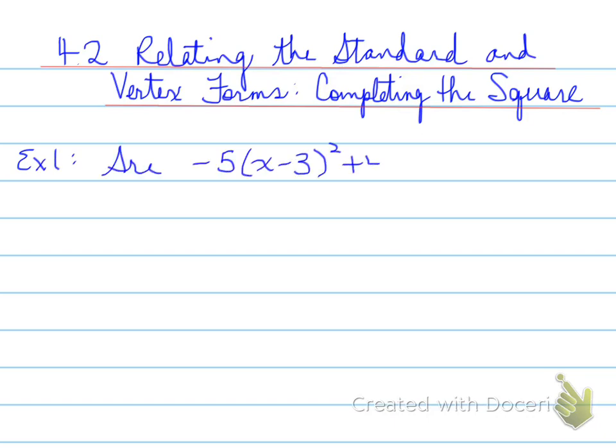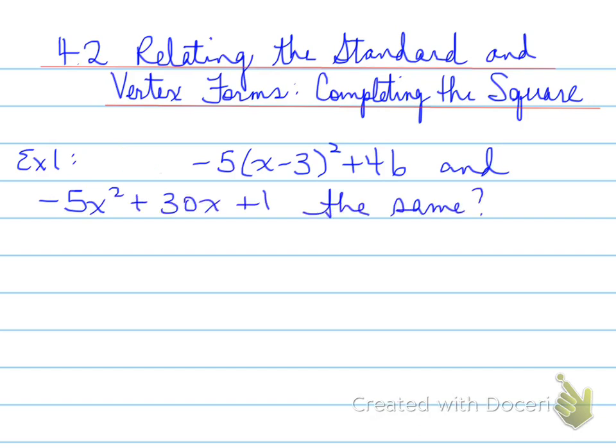So here's an example. Are negative 5(x minus 3) squared plus 46 and negative 5x squared plus 30x plus 1 the same? That's the question being asked. Are these two the same? If I put a y in front of them, for example, y equals negative 5(x minus 3) squared plus 46, and y equals negative 5x squared plus 30x plus 1, it's asking, are these two equations the same? Will they basically produce the same graph?